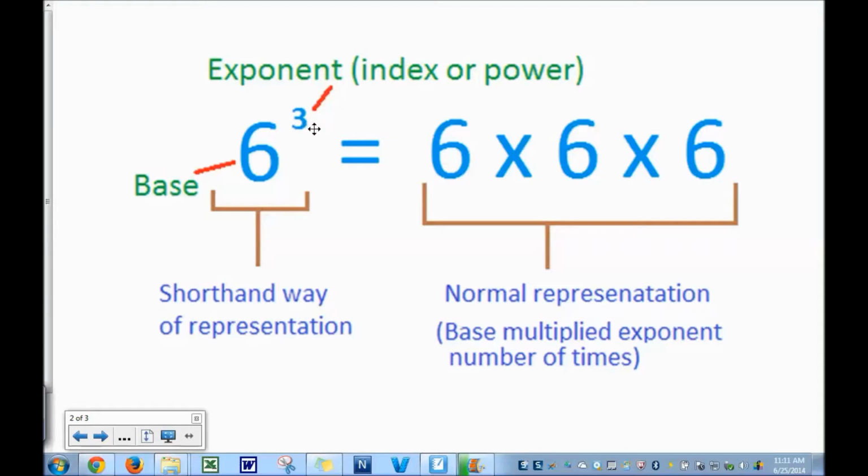So a power, or exponents, show repeated multiplication. 6 to the third is equal to 6 times 6 times 6. This is the normal representation, not the smaller shrunken down version that we would use with exponents, and that shows the base and the exponent, which is how many times it's being multiplied. So if you were to actually evaluate that, 6 times 6 is 36, times 6, and 36 times 6 ends up being 216.